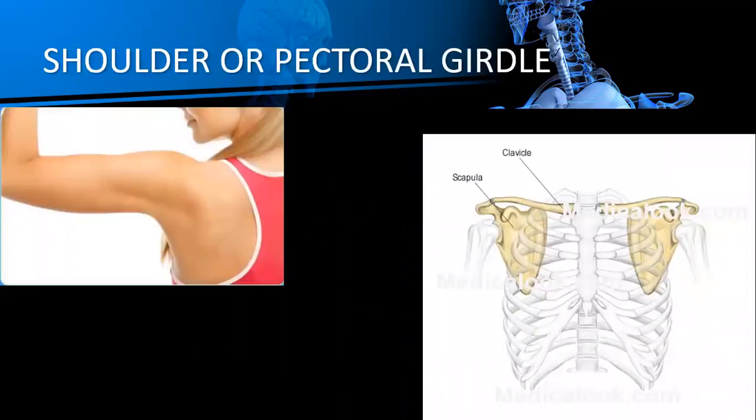Shoulder or pectoral girdle. Arms are supported by the shoulder or pectoral girdle. It has 2 parts called the clavicle and the scapula. The scapula is also called the shoulder blade. They form the 2 large bones of the shoulder girdle on either side of the upper back. The clavicle or collar bone extends from the sternum to the shoulder blade.